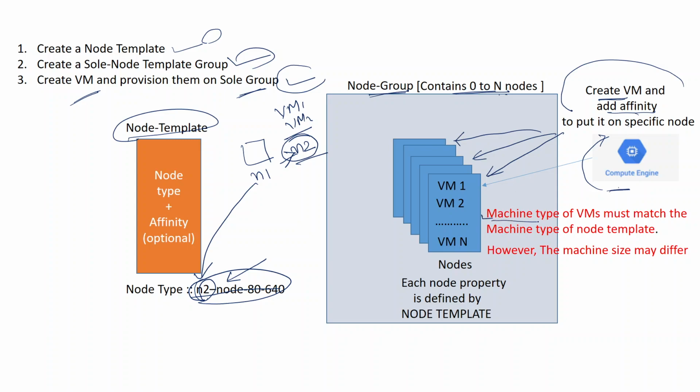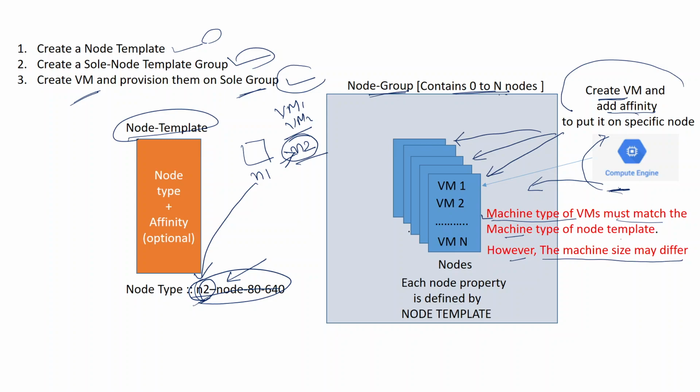You can see that the machine type of the VM must match the machine type of the node template. Meaning if you are creating a VM and you wish to add it to the node group, then the template machine type must match. The second one says, however, the machine size may differ.